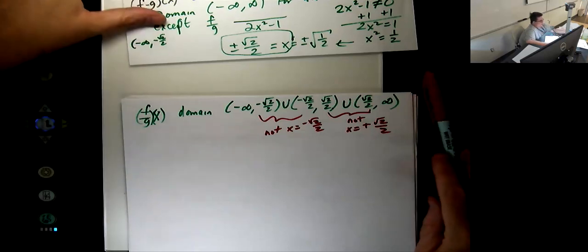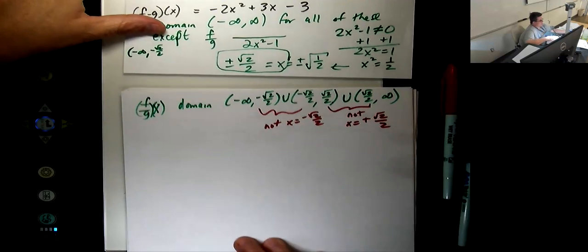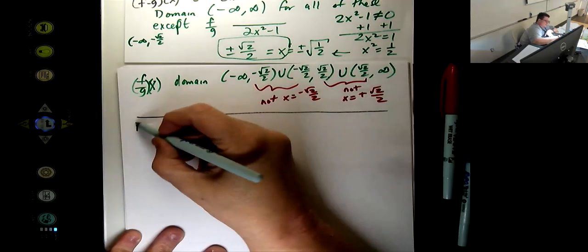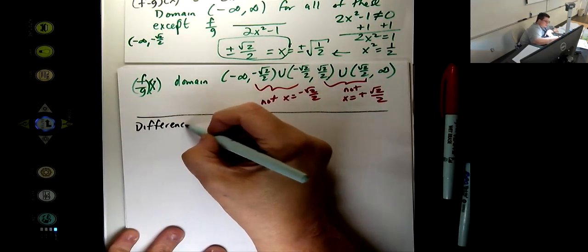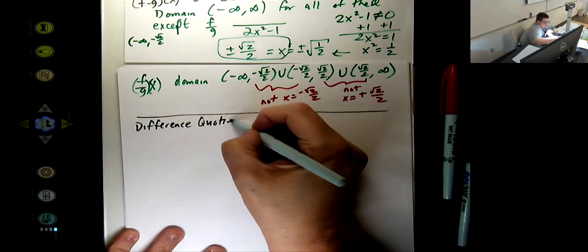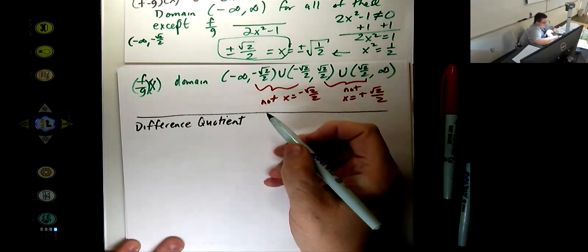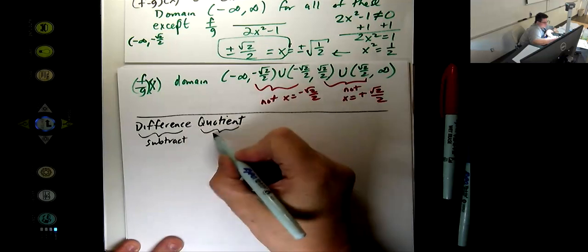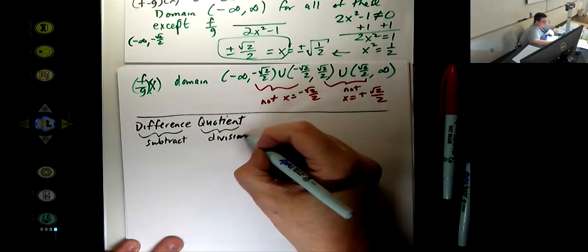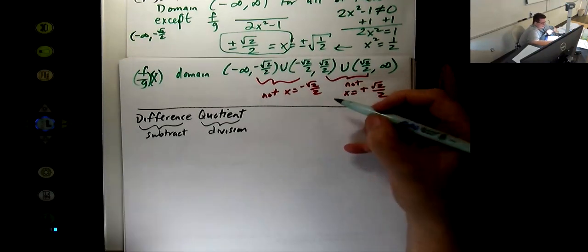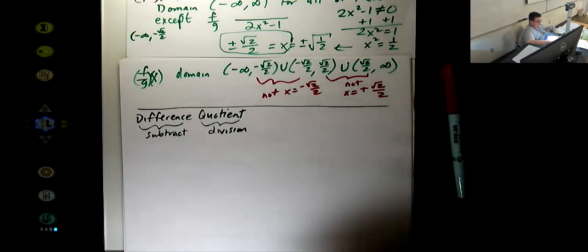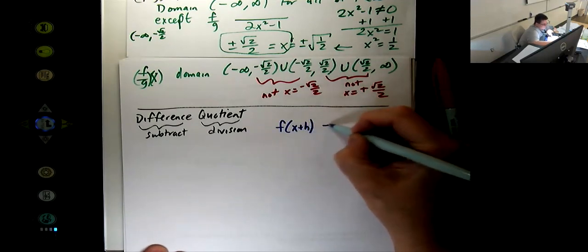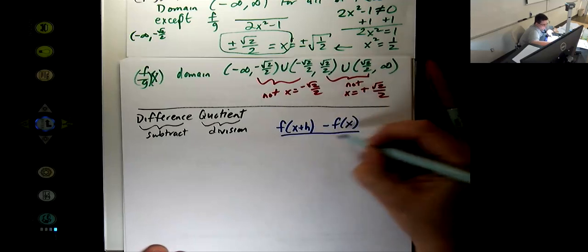I guarantee you there will be one of the next problem on the exam. It's called the difference quotient. Difference means subtraction, and quotient means division. The difference quotient is f of x plus h minus f of x, over h.